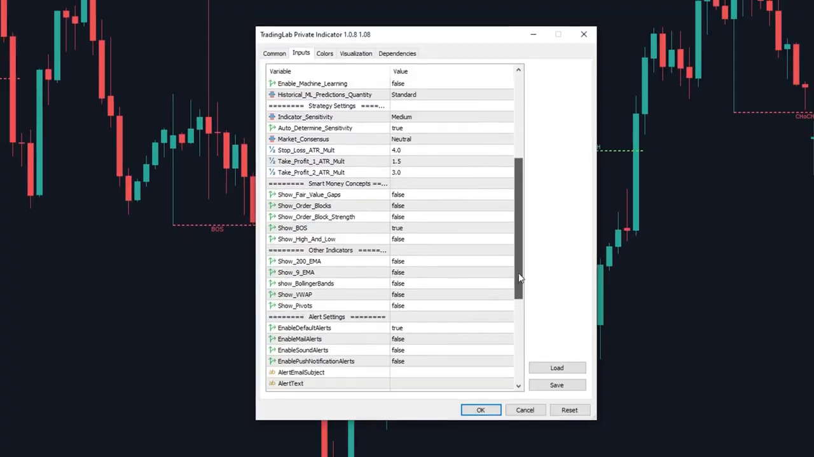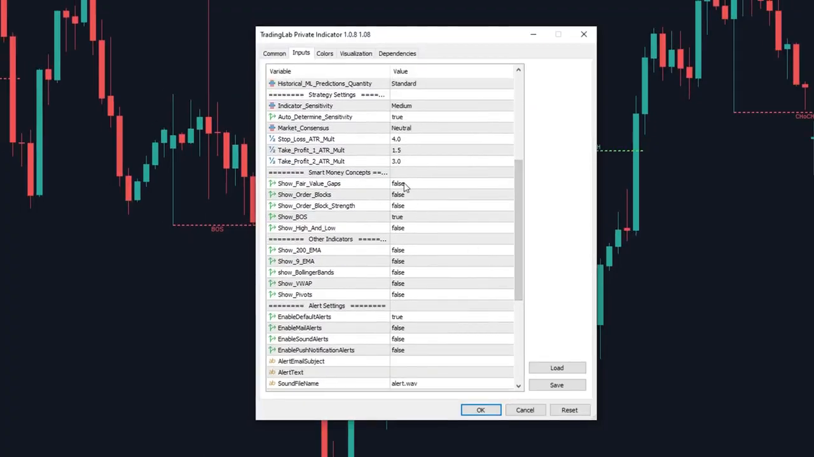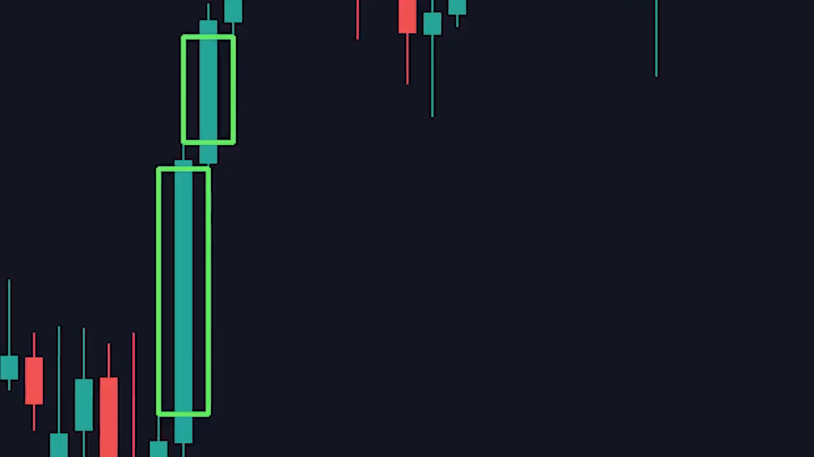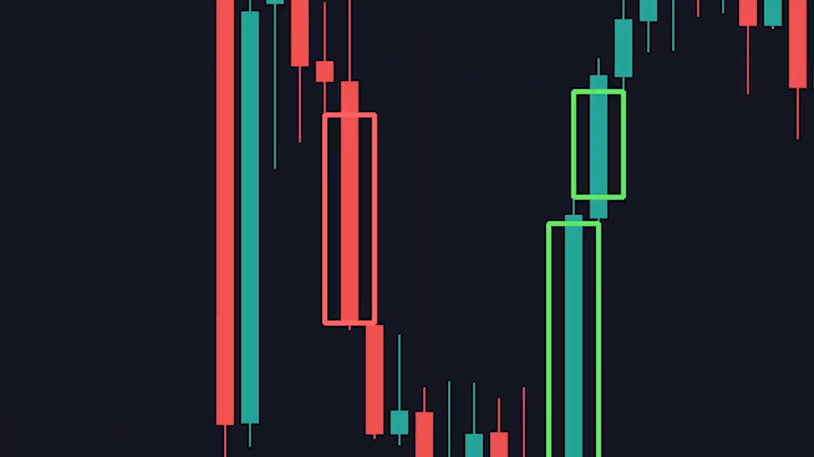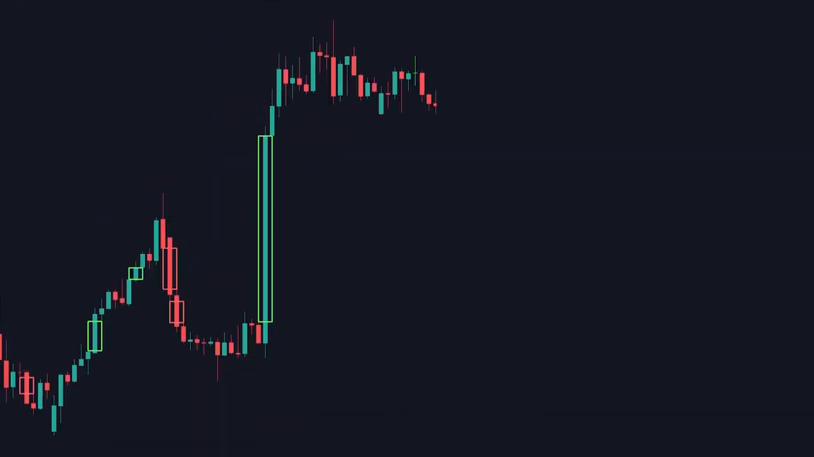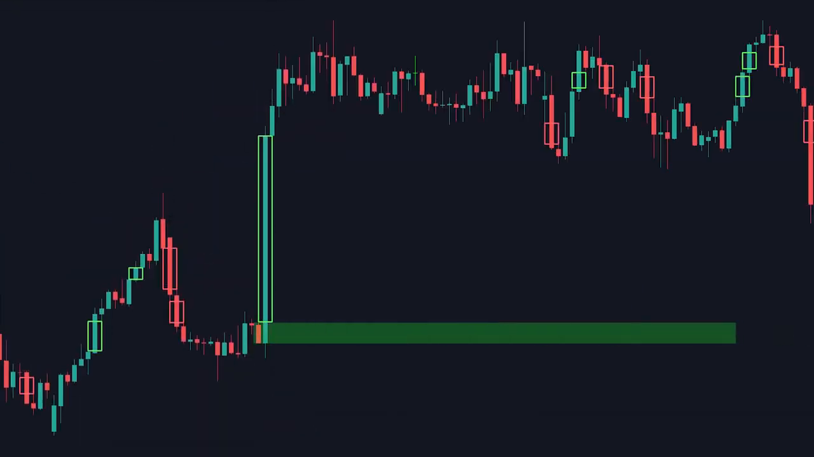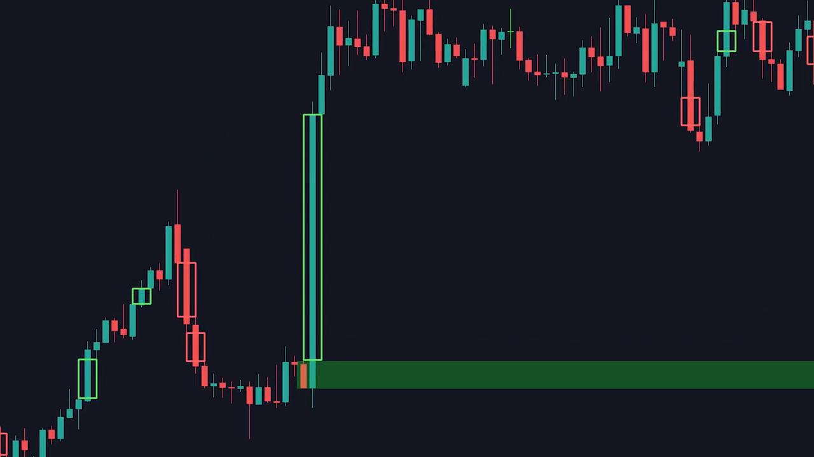Just go to the settings, scroll down to Smart Money Concepts and enable fair value gaps. The green rectangles are bullish fair value gaps, the red rectangles are bearish fair value gaps. So a good example of what you're looking for is where the fair value gap is displayed by this rectangle and it's connected to the very first candle of the zone.